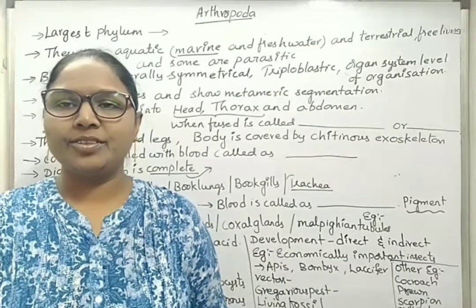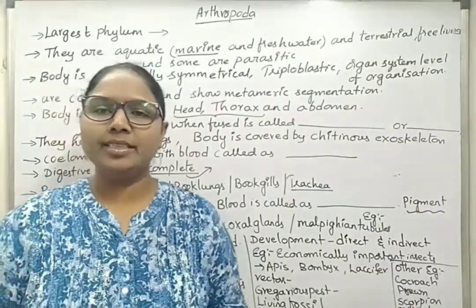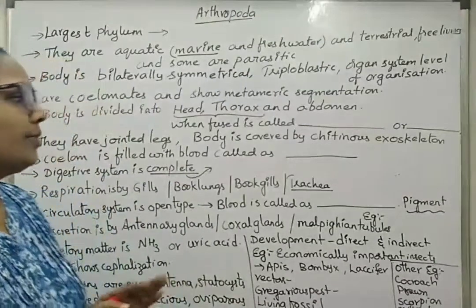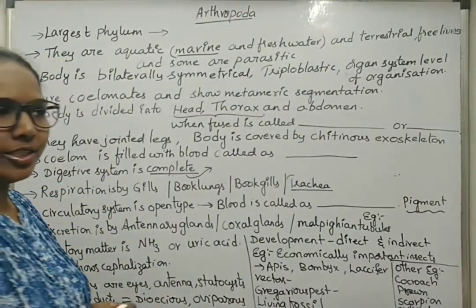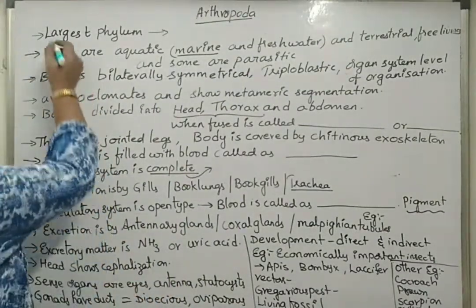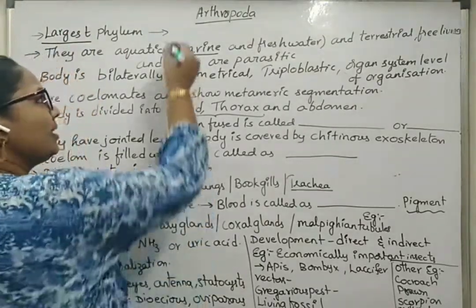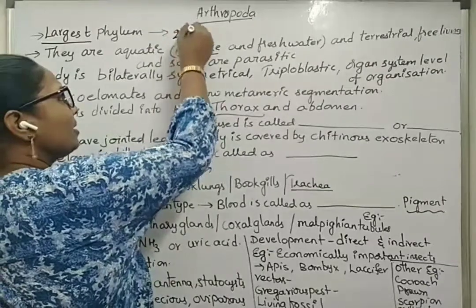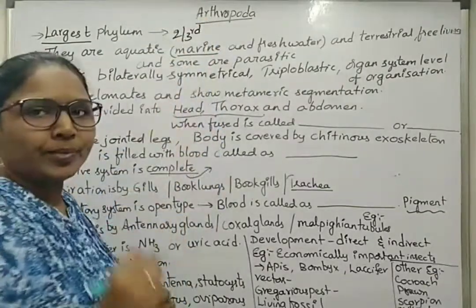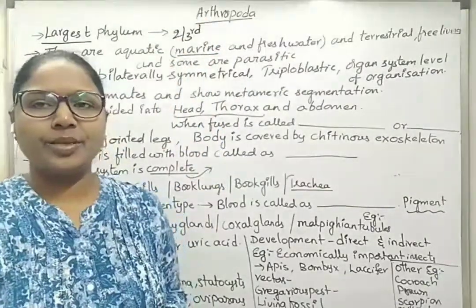Hello students, now we will discuss the Arthropoda phylum in the Animal Kingdom chapter. Here we will deal with some of the characteristic features of Arthropoda. Arthropoda is considered the largest phylum in the Animal Kingdom, and overall two-thirds of all named species on earth are considered to be arthropods.